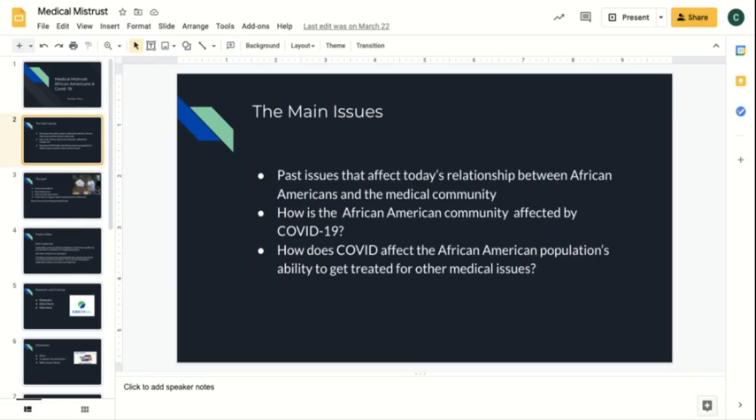The main issues of my project are past issues that reflect today's relationship between African Americans and the medical community, how COVID-19 has affected the African American community, and how COVID affects the African American population's ability to be treated for other medical issues such as the flu or diabetes and things along those lines.